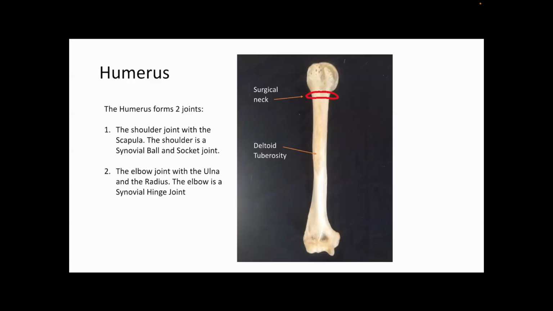Now, let's move on to the humerus, the single bone of the upper arm. It forms two major joints, the shoulder joint with the scapula and the elbow joint with the radius and ulna. The shoulder is a synovial ball and socket, and the elbow is a synovial hinge joint.